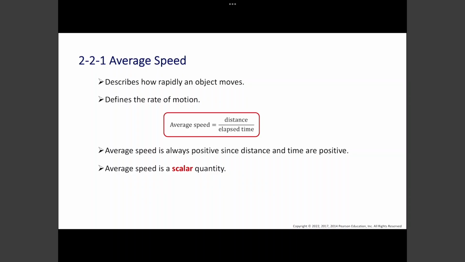And the SI unit of speed is meters per second, because the SI unit of distance is the meter and the time is in seconds. So the SI unit of average speed is meters per second, or m s^-1.